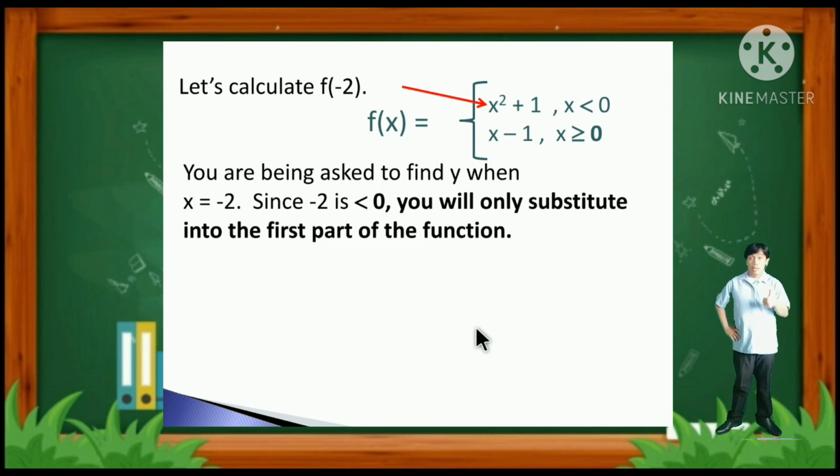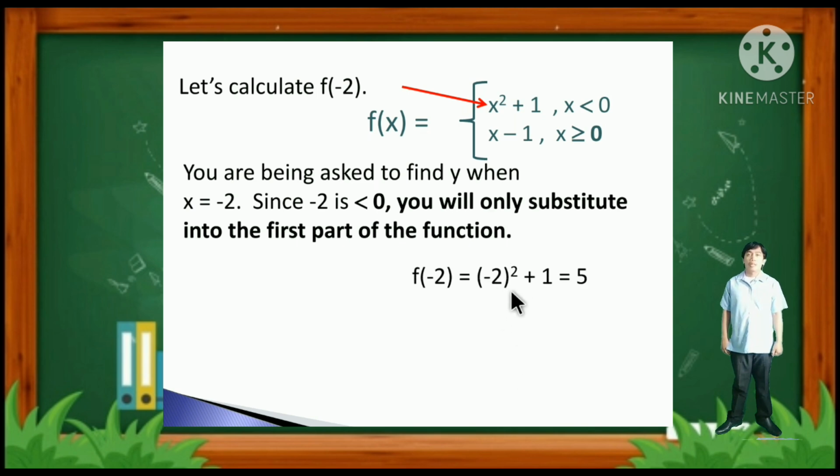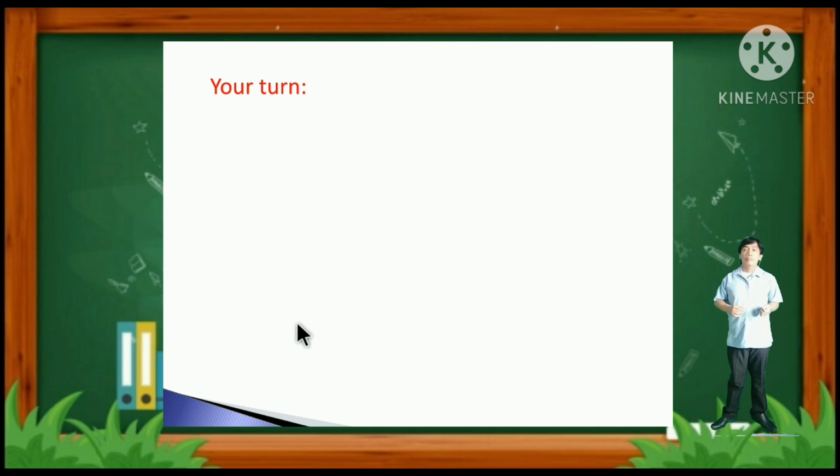Okay? So, doon natin papalit. Let's replace by negative 2. So, negative 2 squared plus 1 is equal to 5. Bakit? Negative 2 squared is equal to 4 plus 1 is equal to 5.